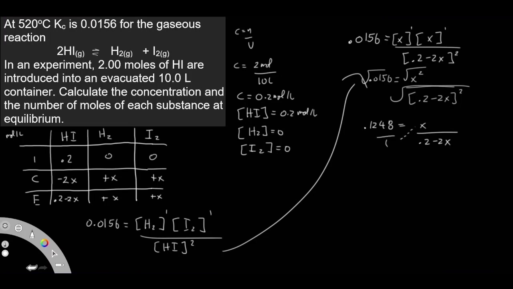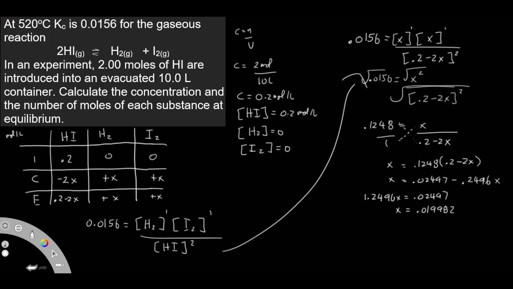From here, just cross multiply. So we've got our x over here, our 0.1248, multiplied by our 0.2 minus 2x. x is equal to 0.02497 minus 0.2496x. And then from there, add them up. Isolate for x. We're getting 0.019982. So this is my x value.